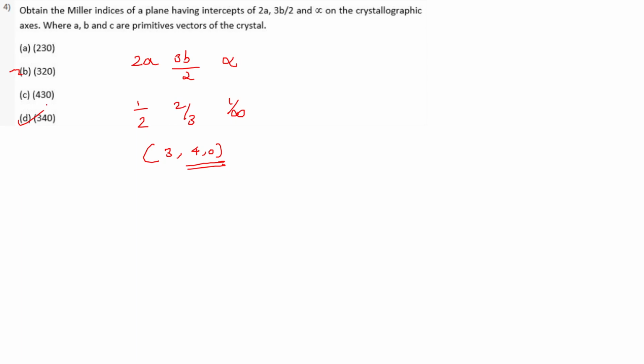This is a very easy problem. 340 will be the answer. Now see, calculate the interplanar spacing d of the 111 plane in a simple cubic crystal. The lattice constant is given. So it's a direct formula. You already know how to do it.